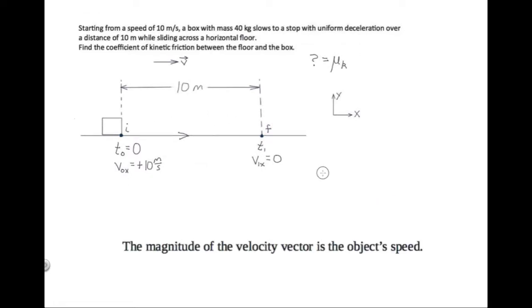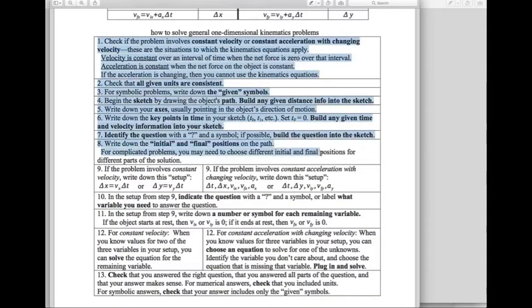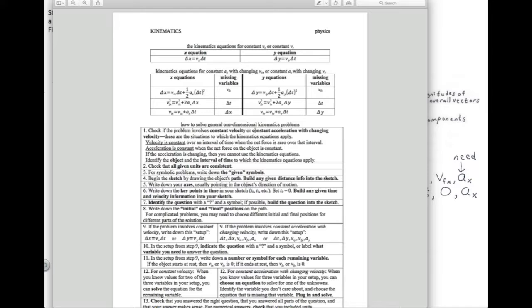For kinematics problems, you should make an effort to build as much kinematics information as you can into your sketch, as we've demonstrated here. So far, we have completed these steps in our systematic method for general one-dimensional kinematics problems. Now remember, we've decided that we're going to be applying kinematics with constant acceleration and changing velocity. This box on the handout summarizes the kinematics equations for constant acceleration with changing velocity.